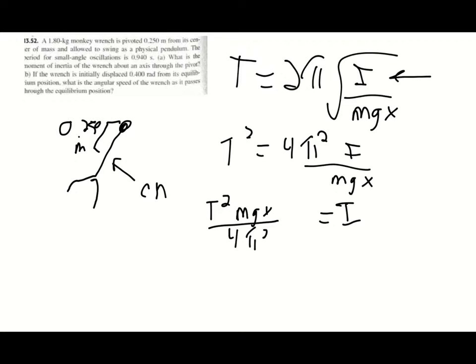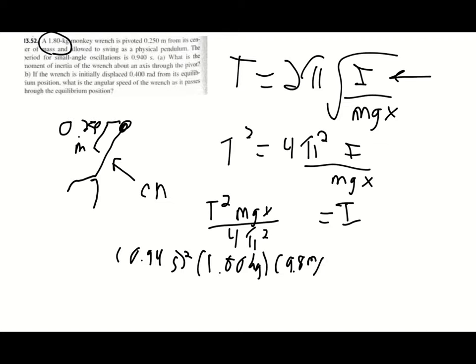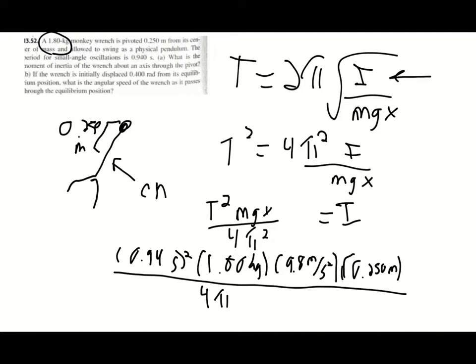Now I'm going to plug in all the information that was given to me. 0.94 seconds squared. The mass of the monkey wrench is given to me up at the top, 1.80 kilograms. g is just 9.8 meters per second squared. And x is just going to be our 25 centimeters, 0.250 meters. And all that's going to be divided by 4 pi squared. That's going to be I.